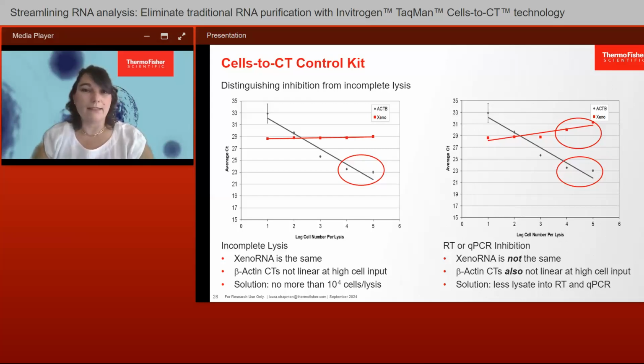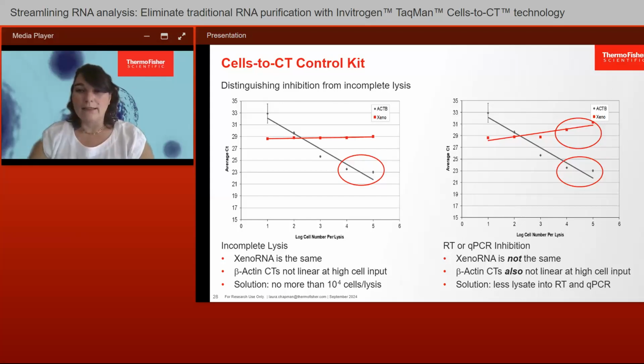The graph on the left is an example of what you would see if you have incomplete lysis. And the way you would be able to determine that it's incomplete lysis is with the xeno-RNA, you have consistent CT values across. There's not showing any increase in CT value as you increase the number of cells. However, you do see that the line for beta-actin does not remain linear at the high cellular input. So the 10 to the fourth and 10 to the fifth are almost the same CT values. And so you only get a linear response down to 10 to the fourth cells. So for this particular example, what you would want to do is add no more than 10 to the fourth cells per lysate, because you're not going to be able to completely lyse if you add more than that.